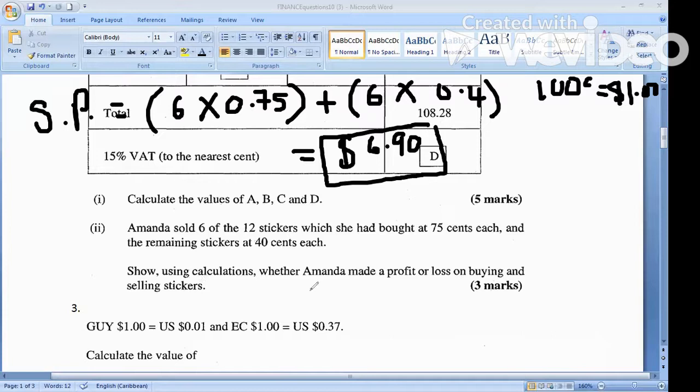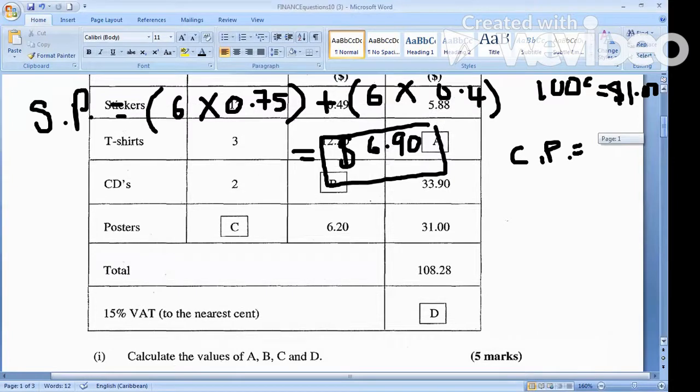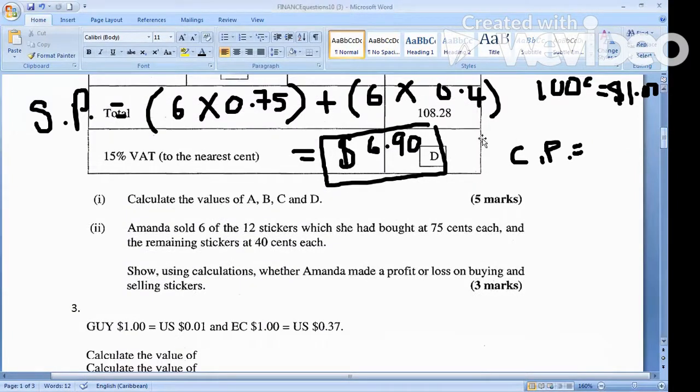So her cost price will be what? What was her cost price? Go back up again, sir. Look at the table. Oh, $5.88. Right. Now, is it sufficient just to write she made a profit?